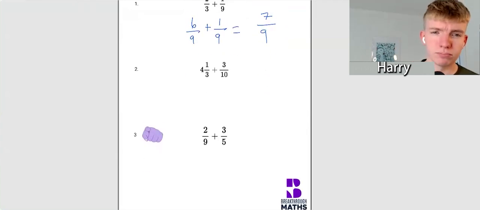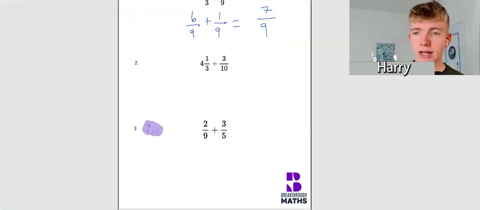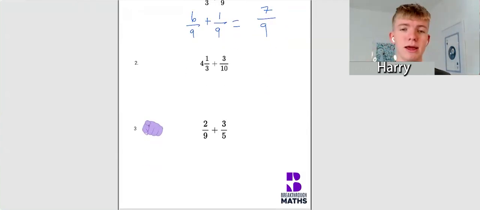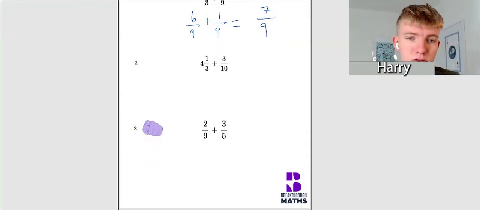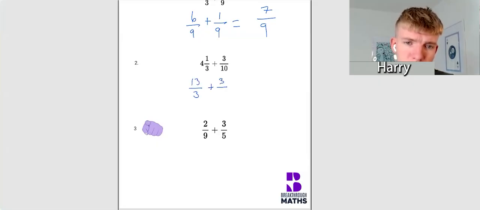Moving on. We've got another mixed number, and we're going to have to deal with that before we do anything else. So convert this again. We multiply 4 by 3 to give us 12. Add that to the top, and we get 13 over 3. And then that is added to 3 over 10.